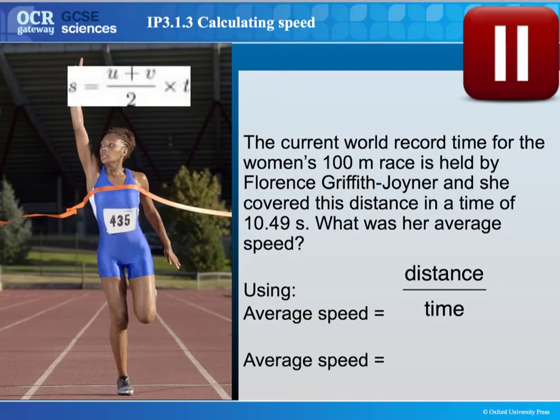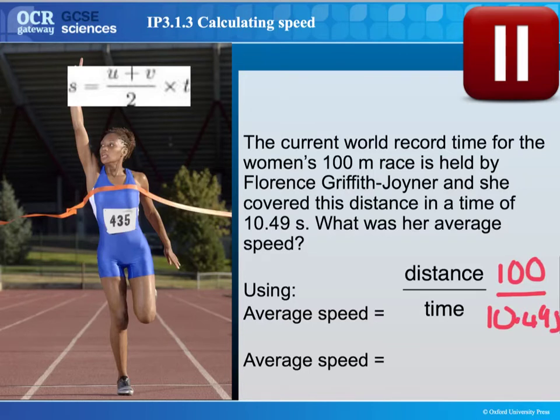You might want to pause the video here and see if you can work out the answer to this question yourself. What you have to do is work out speed. So you need the distance that Florence Griffith Joyner travels, which is 100 meters, and you need to divide that by the time she took, which was 10.49 seconds.